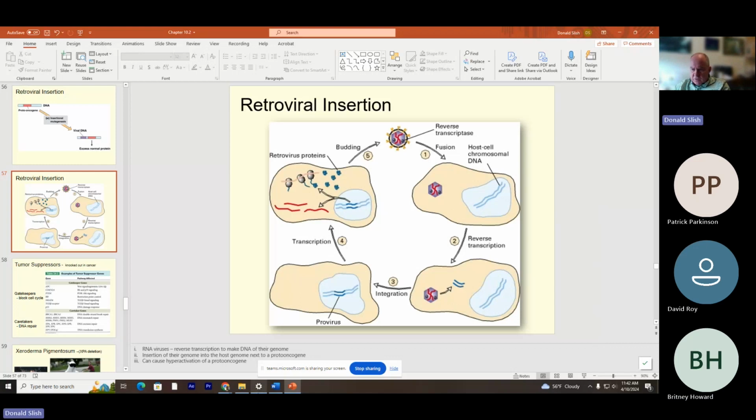So increase my volume here. I keep losing my mouse. There it is.